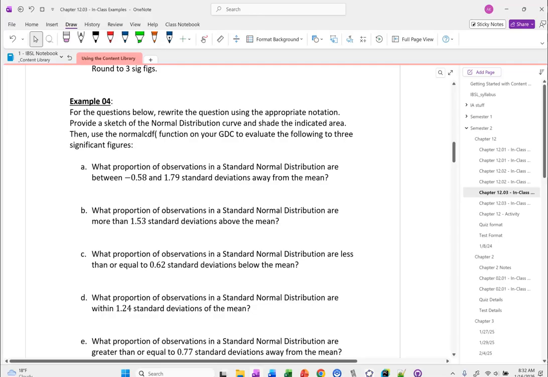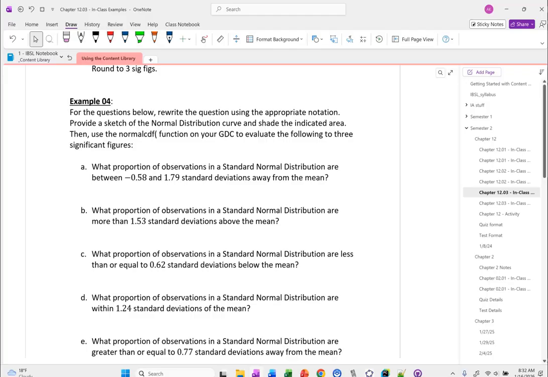Lucy, we're going to do 4. So 4 says, for the question below, rewrite the question using the appropriate notation. Provide a sketch of the normal distribution curve and shade the indicated area. Then use normal CDF on your graphing calculator to evaluate the following to 3 significant figures. What proportion of observations in a standard normal distribution are between negative 0.58 and 1.79?